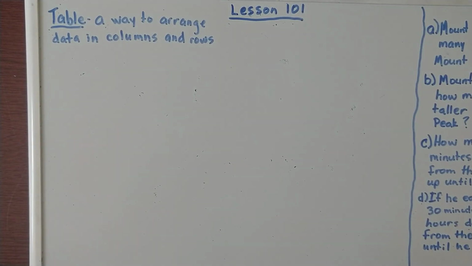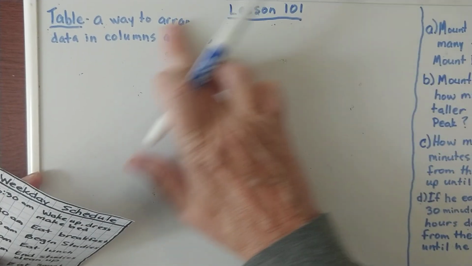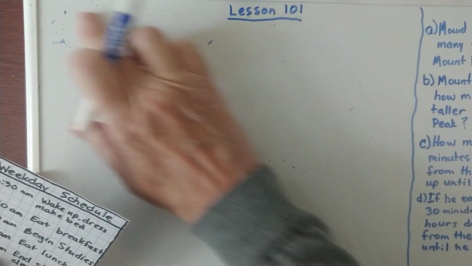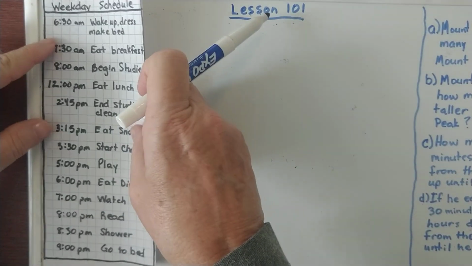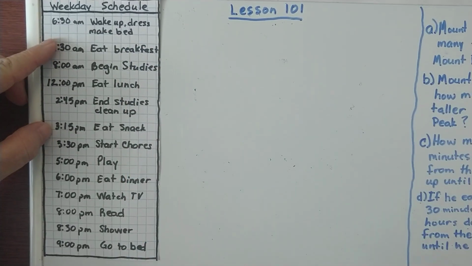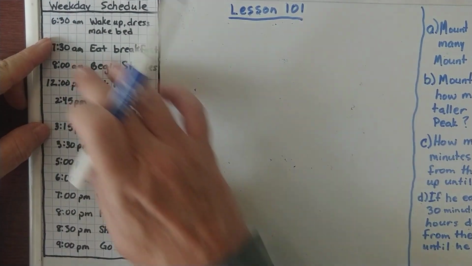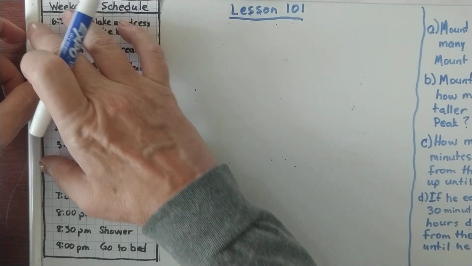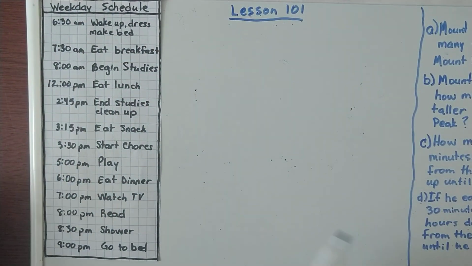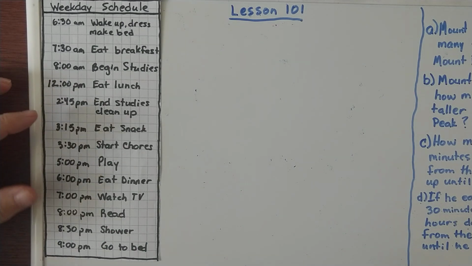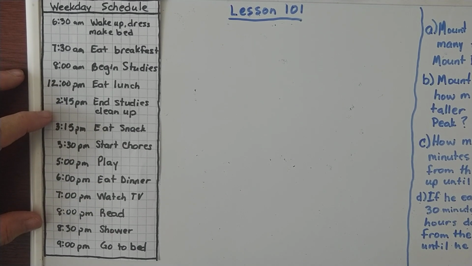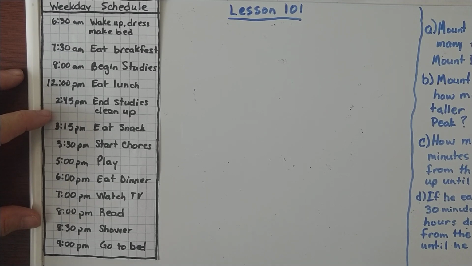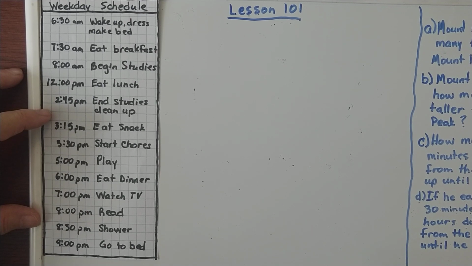Okay, so now we're going to talk about schedules. And what is a schedule? A schedule is just a list of events in the ways that they are going to come up in a day or a week or whatever. So here is a schedule of a boy named Michael and what he does in his typical day.